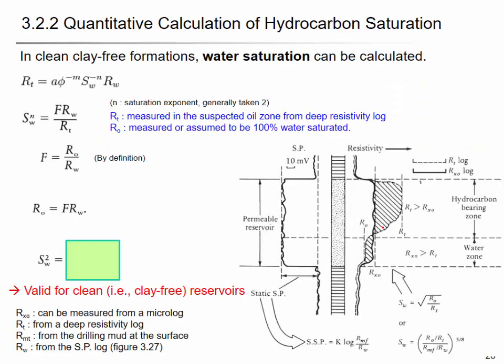Okay. So in clean, clay-free formation, water saturation can be calculated. And I think this is very straightforward. From this governing equation, this is the main equation, Archie's law, and you can derive it through the formation factor, and so the water saturation can be measured or estimated from this R0. R0 is the measure for the rock being 100% water saturated, and the RT is the one that we measure from the deep resistivity log.